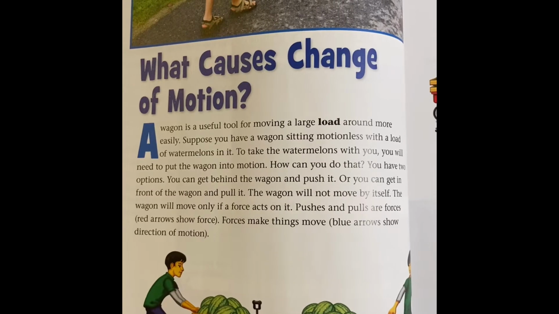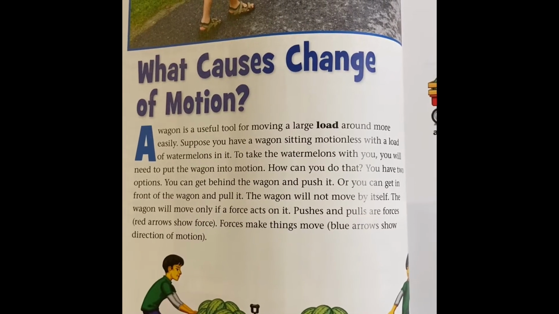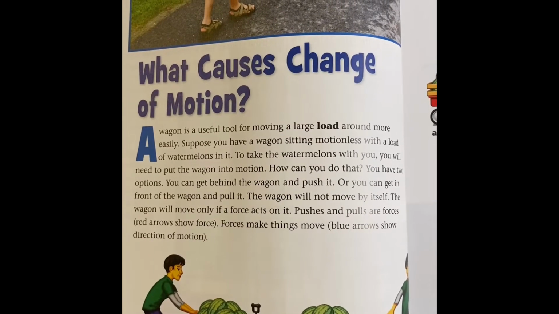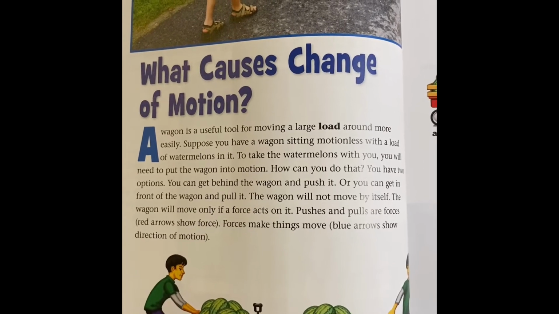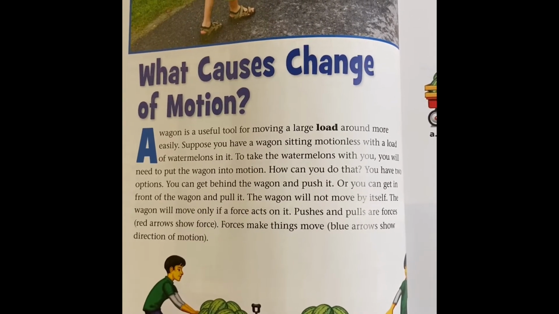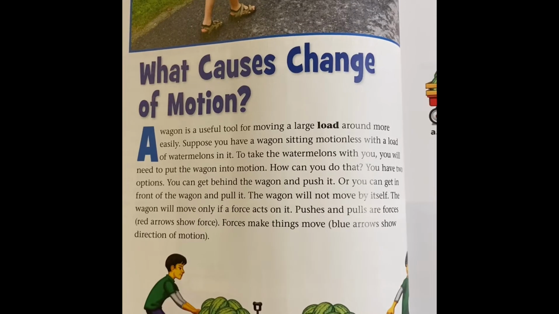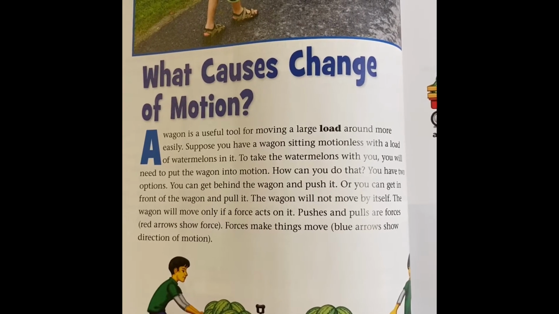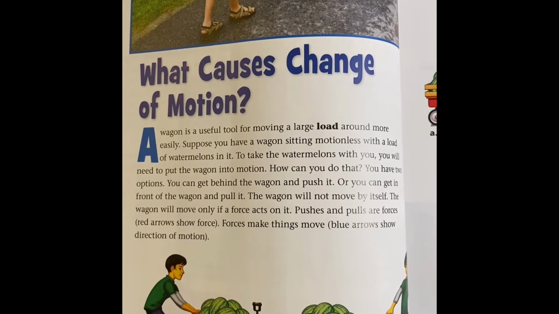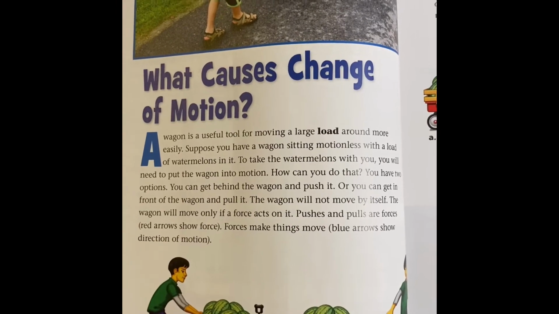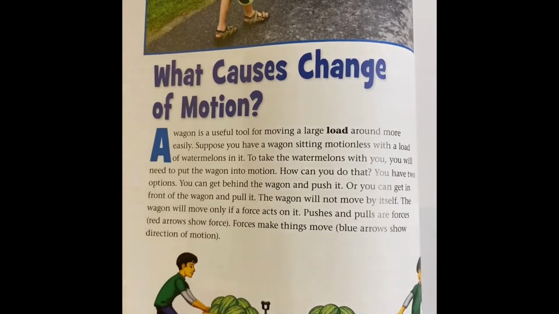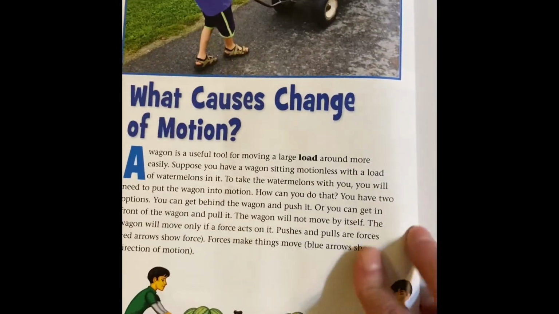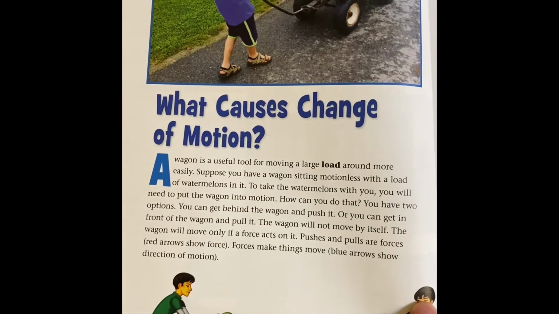A wagon is a useful tool for moving a large load around more easily. Suppose you have a wagon sitting motionless with a load of watermelons in it. To take the watermelons with you, you will need to put the wagon into motion. How can you do that? You have 2 options. You can get behind the wagon and push it, or you can get in front of the wagon and pull it.